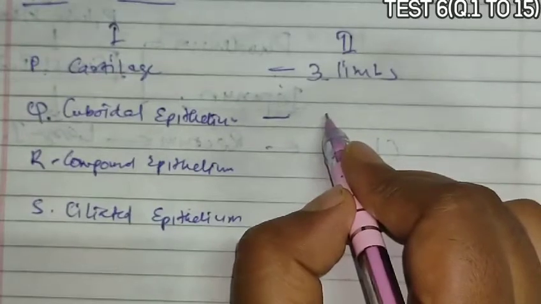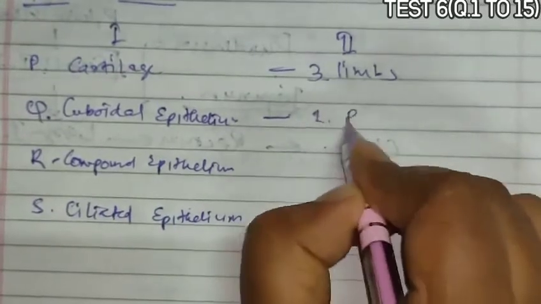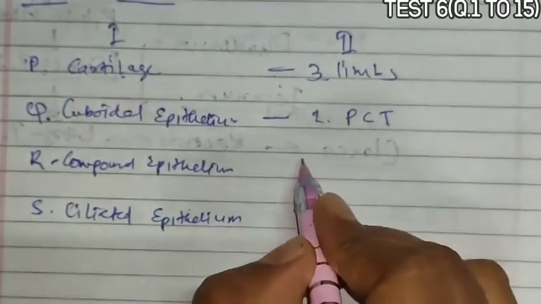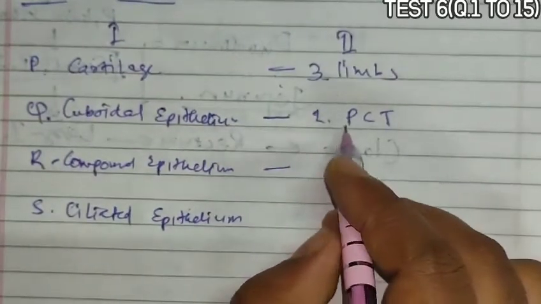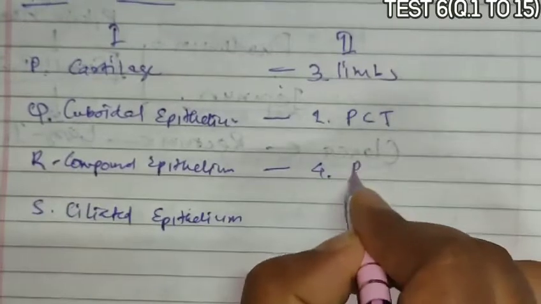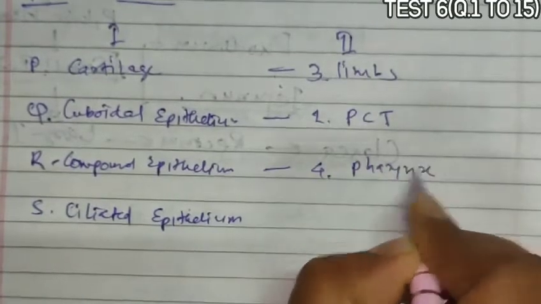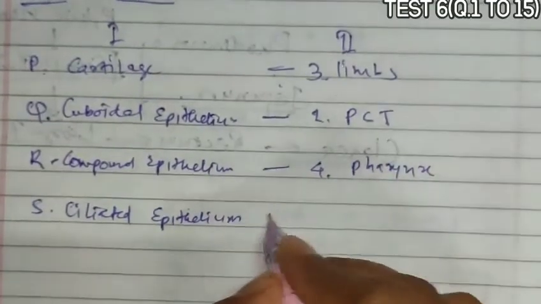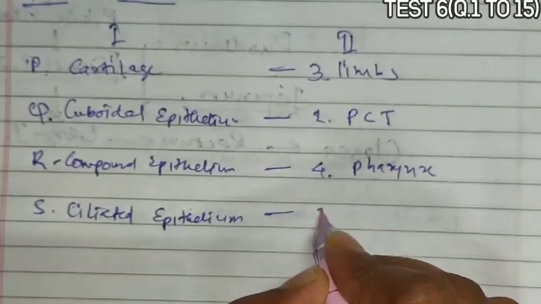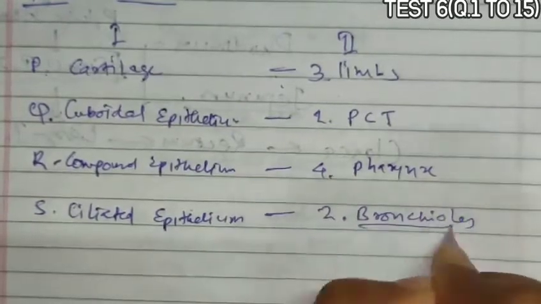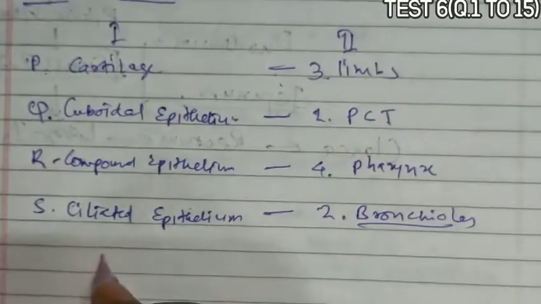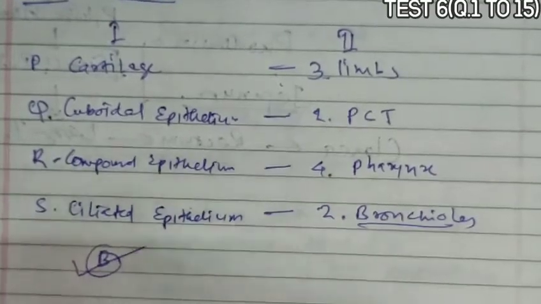Cuboidal epithelium matches with option 1, that is PCT, proximal convoluted tubule, which has cuboidal epithelium. Compound epithelium matches with the 4th, that is pharynx, where compound epithelium is found, and S matches with 2, that is bronchioles. So according to this, option B is the correct answer.